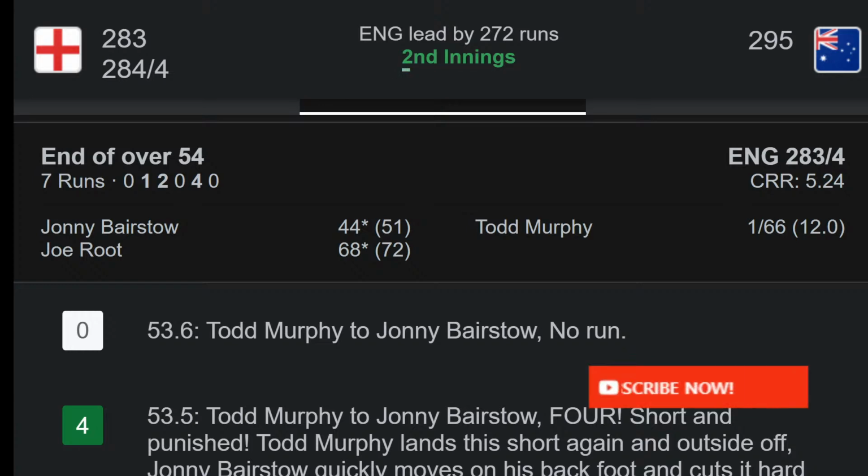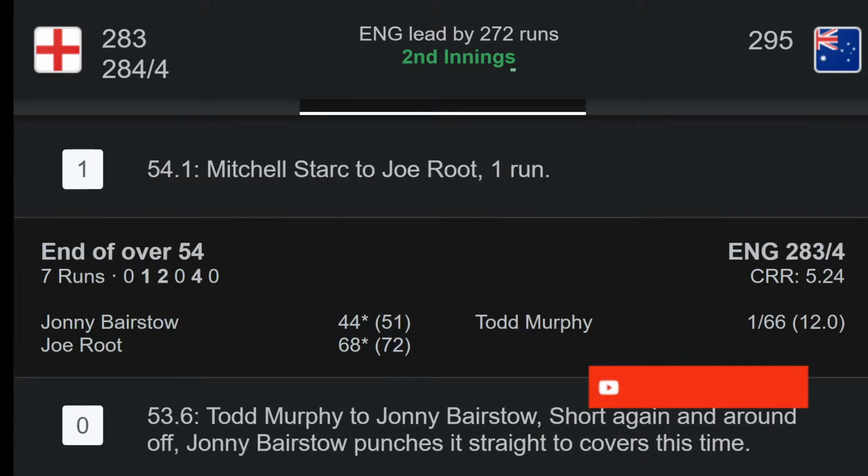End of over number 54, 7 runs. Johnny Bairstow 44 of 51 and Joe Root 68 of 72. Mitchell Starc starts the new over, number 55. 1 run in the first ball. So 284 for the loss of 4 wickets. England led by 272 runs in the second innings.